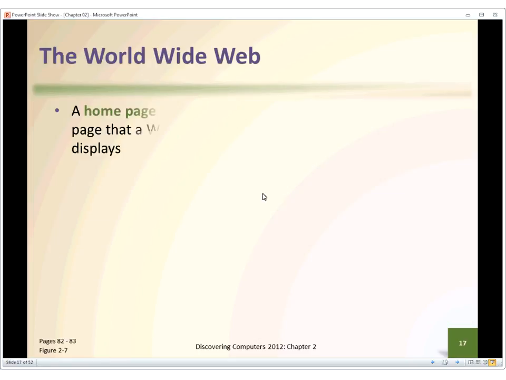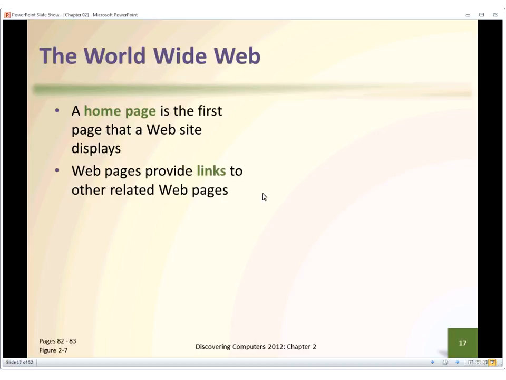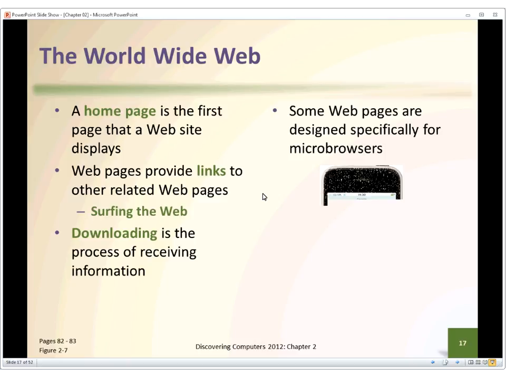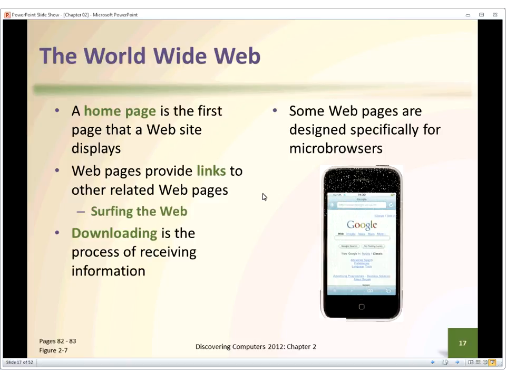New devices, web pages have a unique address as well, or rather the home page is the first page. Web pages provide links to other related web pages. Downloading is the process of receiving information. Some web pages are designed specifically for little micro browsers so that they show up nicely on your smartphone as well.